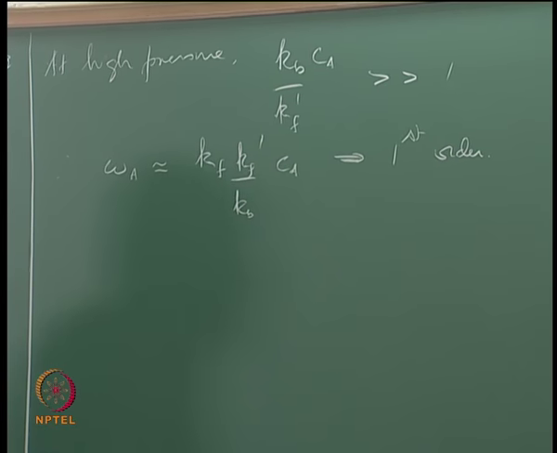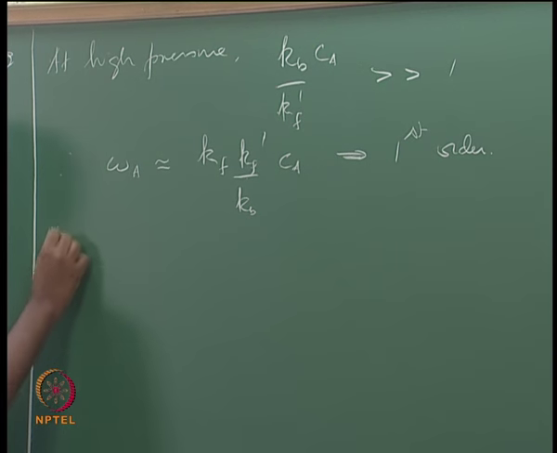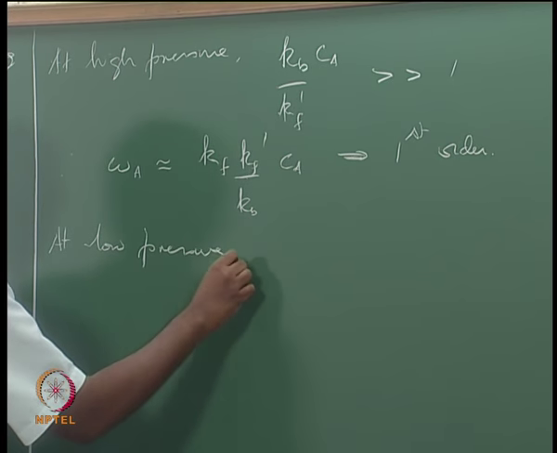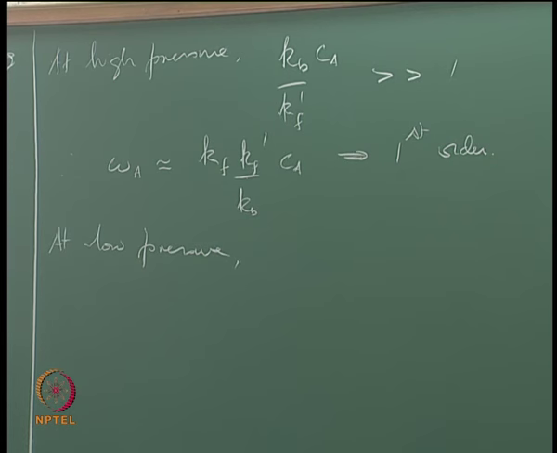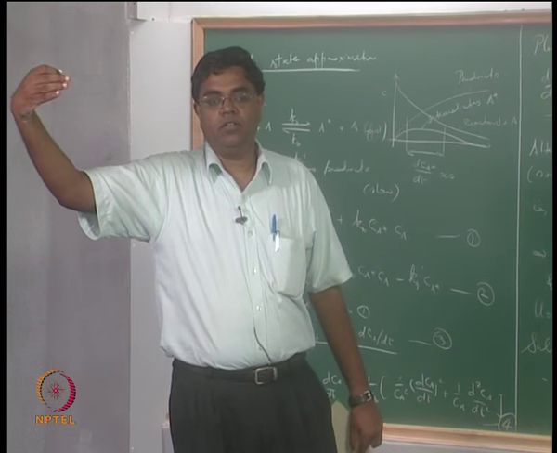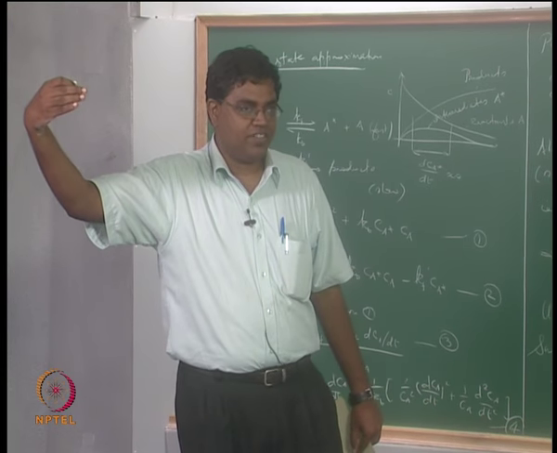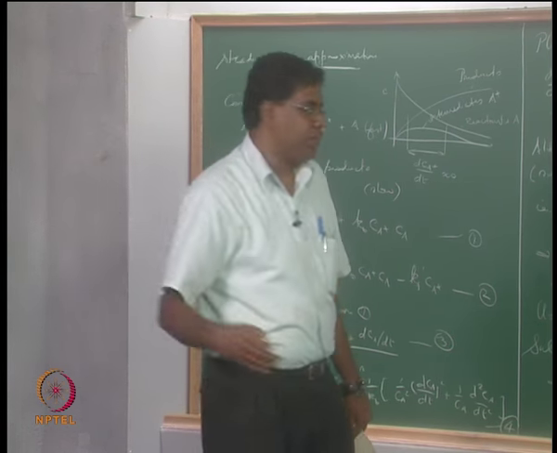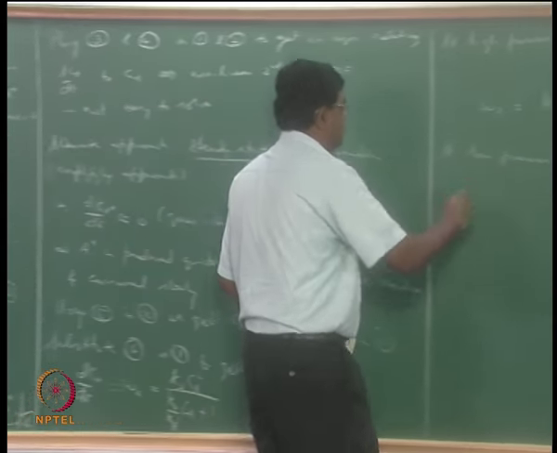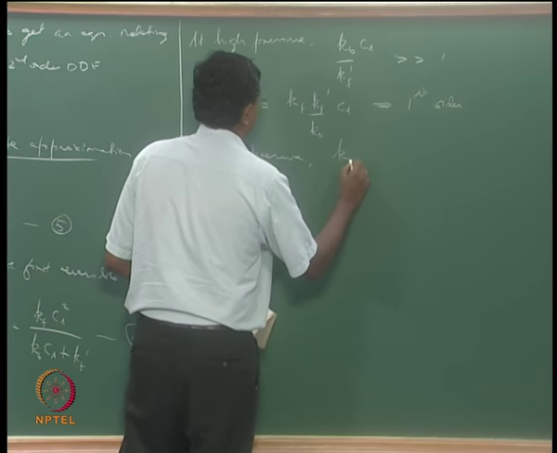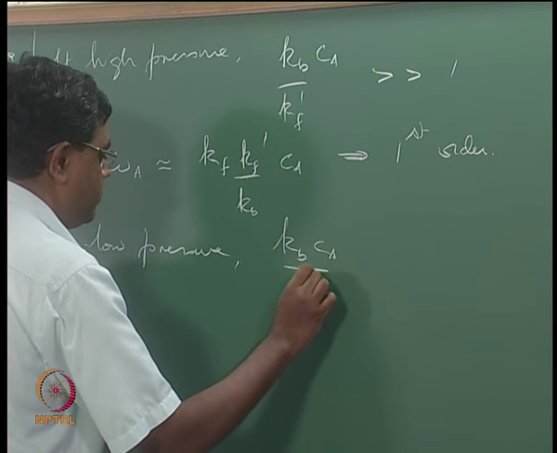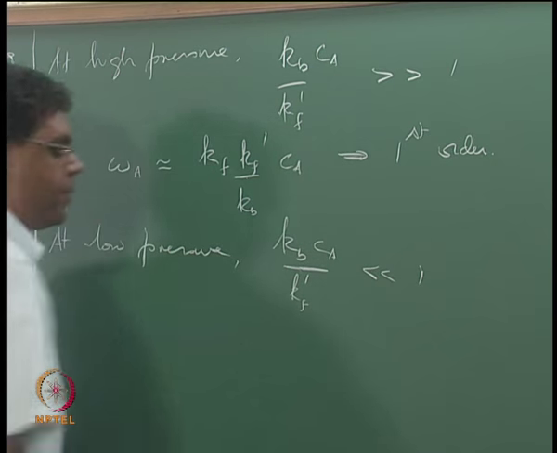All right. At low pressure, when the pressure is low, the square of the pressure will be lower than the pressure raised to 1. That's what is meant by low. So when you now say at low pressure, you have the other situation, which is KB CA over KF prime is much less than 1.